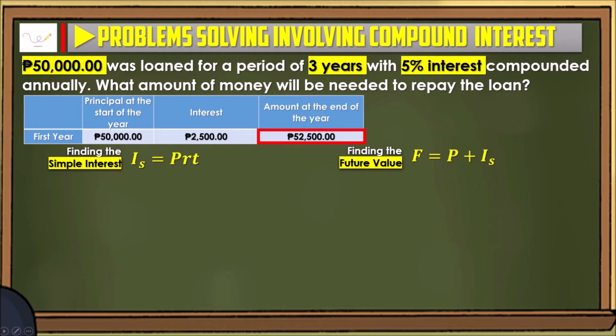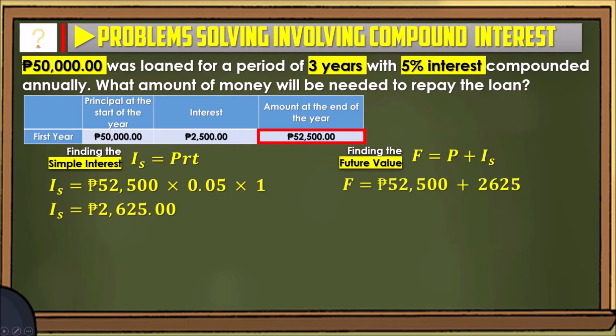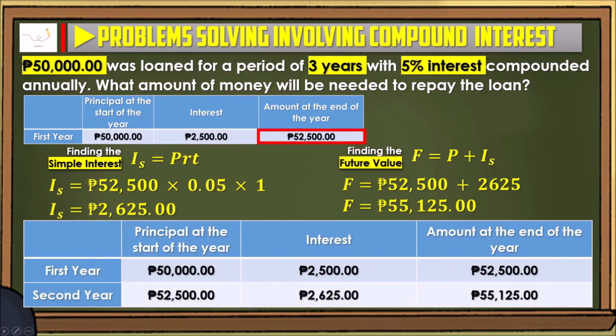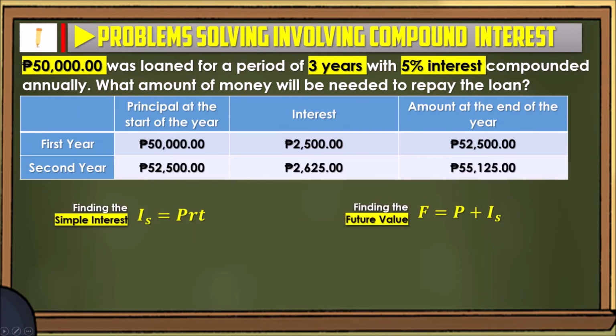Let us now do the simple interest. Substitute the given to the formula. Now perform the operation. The final answer for simple interest is 2,625 pesos. For the future value, substitute the given to the formula. Now perform the operation. The final answer for future value is 55,125 pesos, which is the amount at the end of its second year. For its last year, or its third year, the new principal value is the future value we saw in its second year, which is 55,125 pesos.